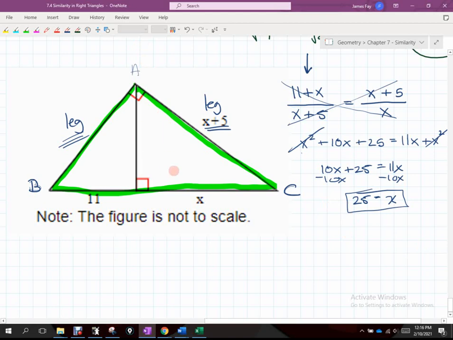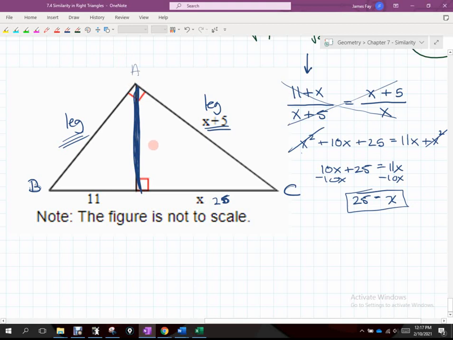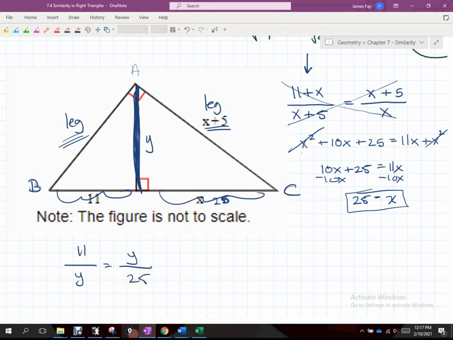Let's do something here real quick. Now that we know x is 25, could we figure out what this distance right here is? Let's just call that y. Could I say that y is the geometric mean between 11 and 25? That makes sense? Makes sense.